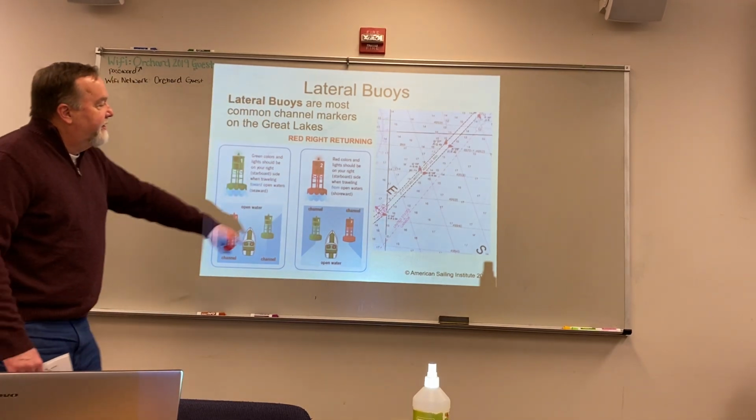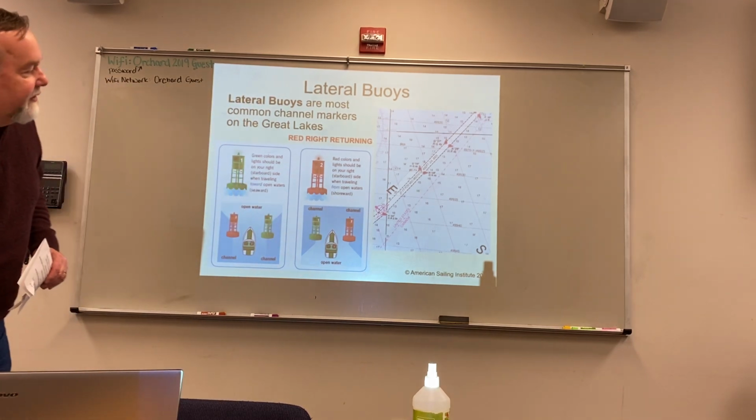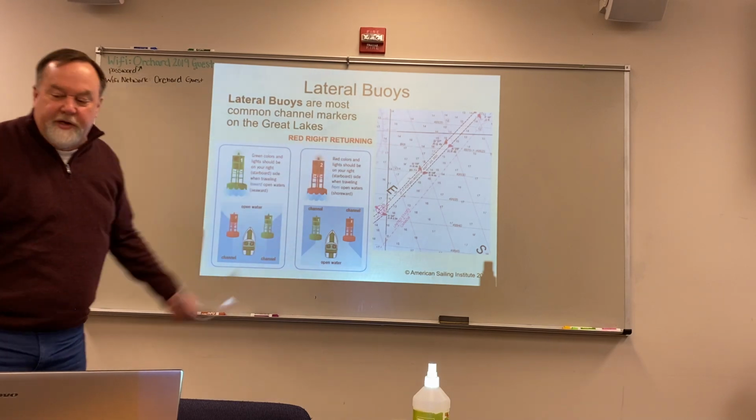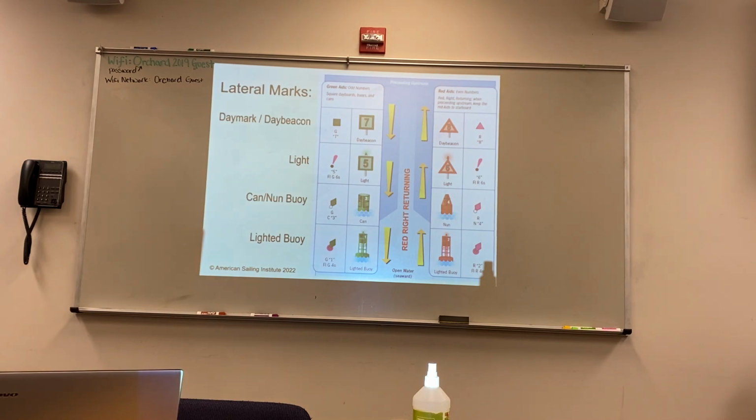Even though this color is magenta, it's actually a green light because it marks this side of the channel for the freighters going up. And we'll talk about that some more. So if you're going up the channel from Detroit to the St. Clair River.